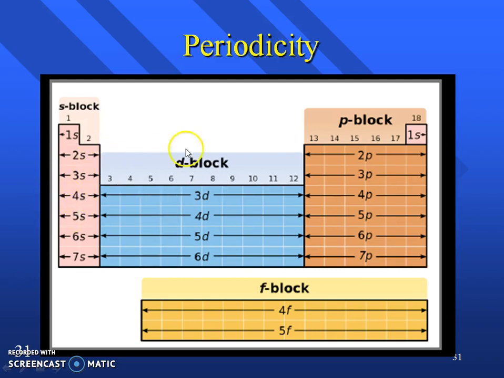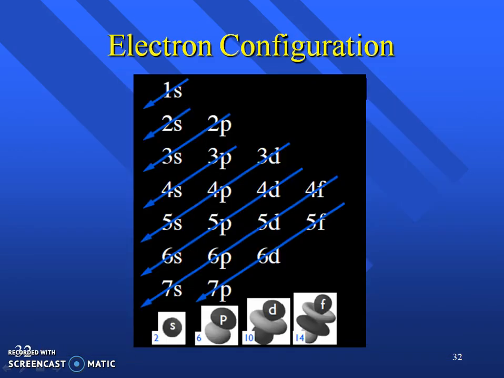So you have your S area, your P block, your D area, and your F block. We want to remind you that the D block is always going to be 1 less than the main energy level, or that period number, and the F block is going to be 2 less than the main energy level, or your period number. Okay, talked about the electron configuration and the diagonal rule.